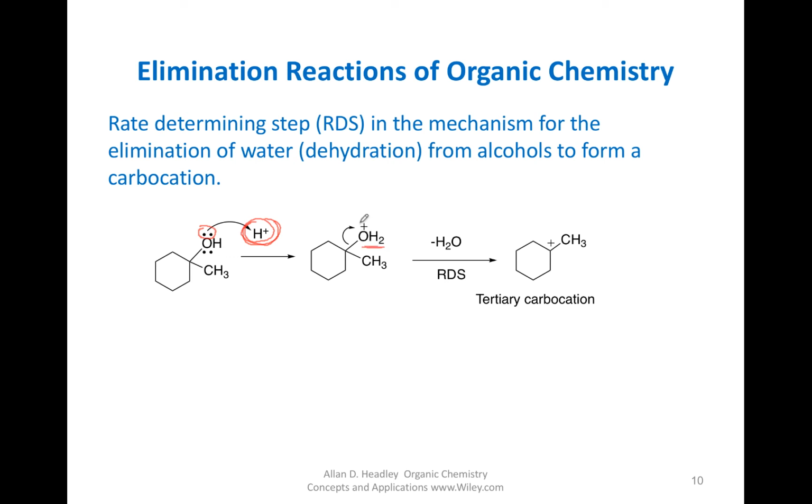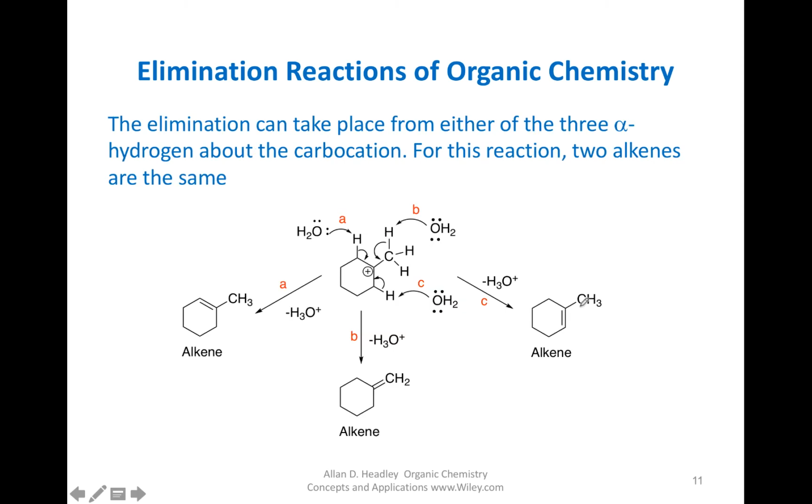As you can see here, with these electrons going to the OH2 plus, that's water. So that becomes a very good leaving group. OH2 plus is an extremely good leaving group. So this now becomes the rate determining step to form the carbocation right here, and that's a tertiary carbocation. Let's look at the next slide to see what happens with that tertiary carbocation.